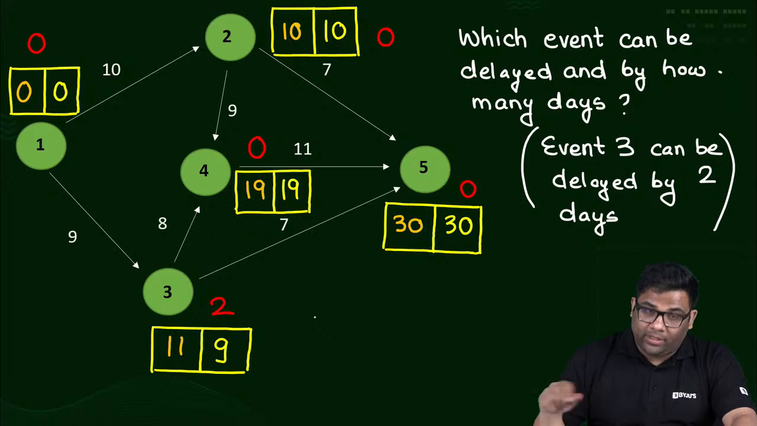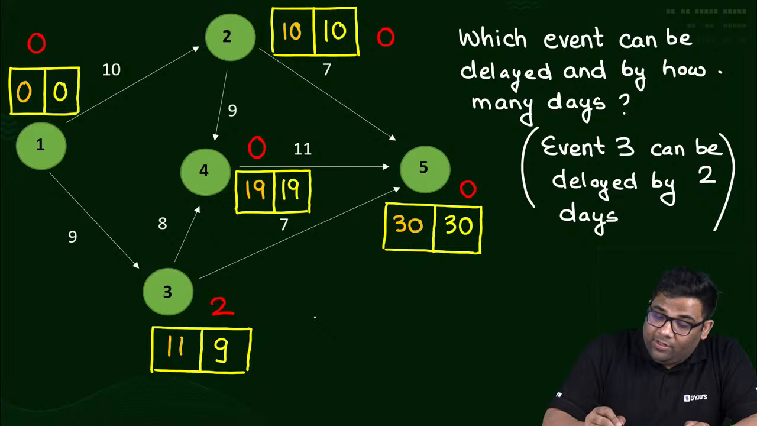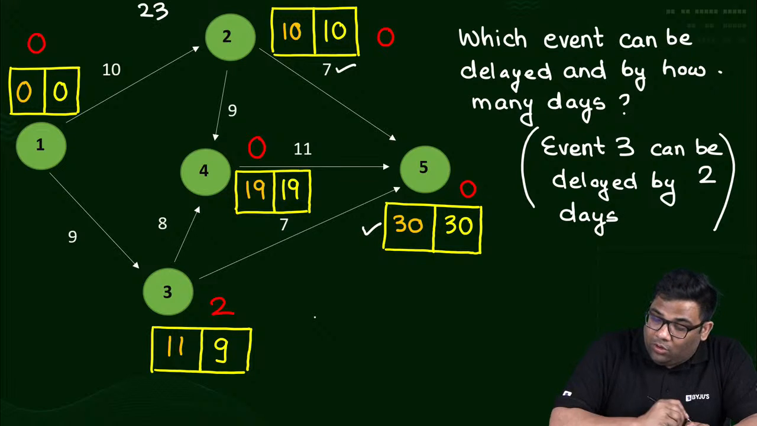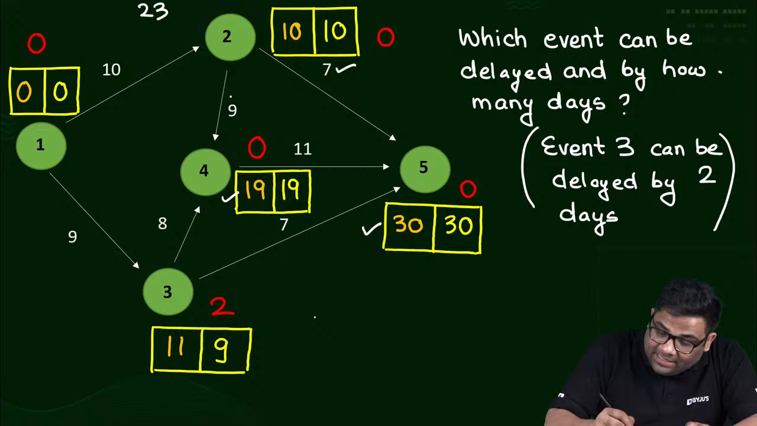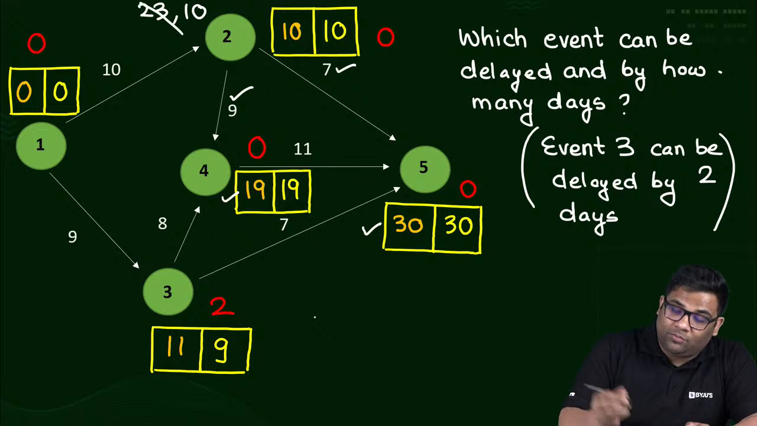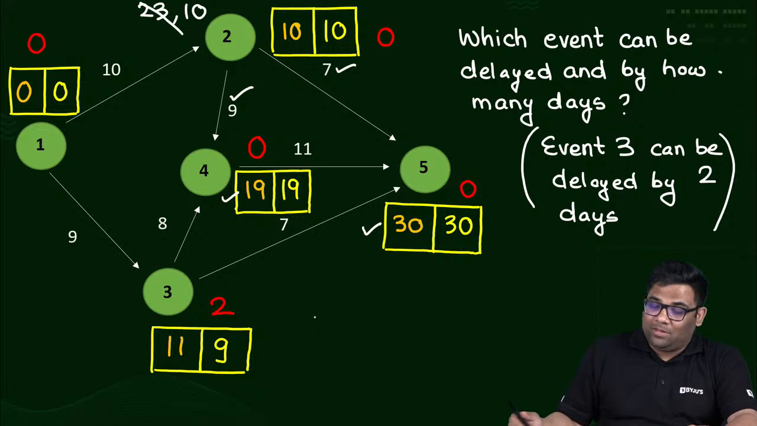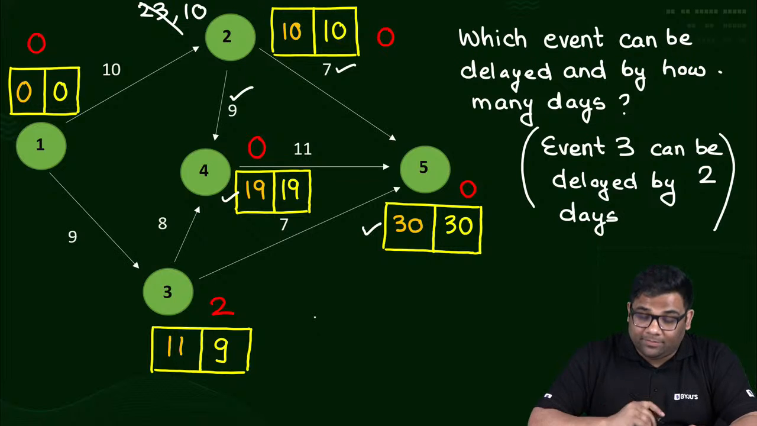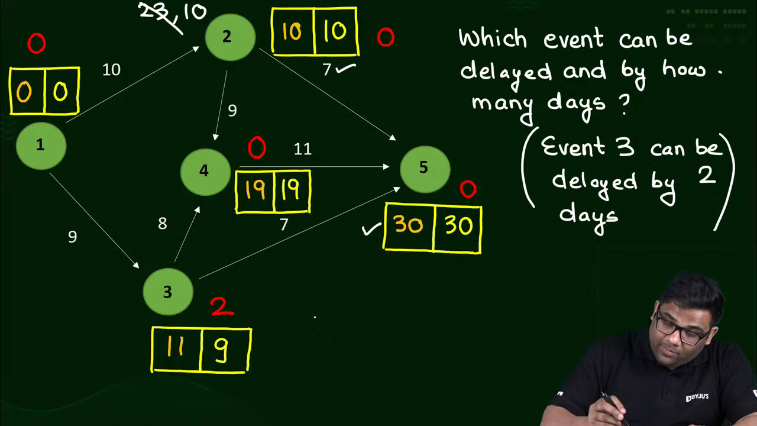TL of 2. When you are seeing TL of 2, there are two options. Either you do 30 minus 7, which is 23, or you do 19 minus 9, which is 10. And you will choose which one? The smaller one. So choose the smaller one, 10. Understood?